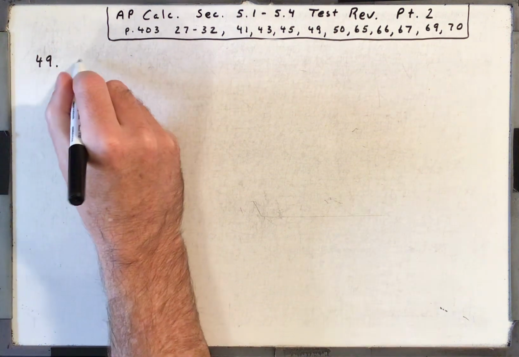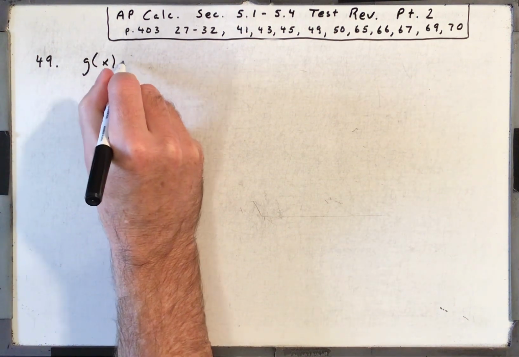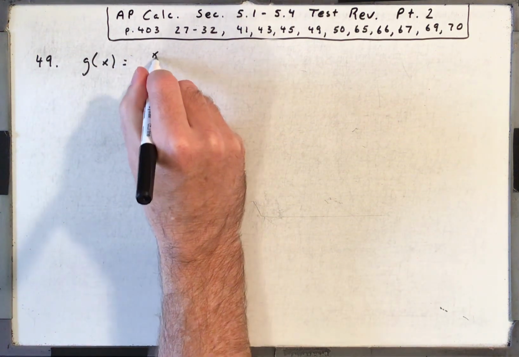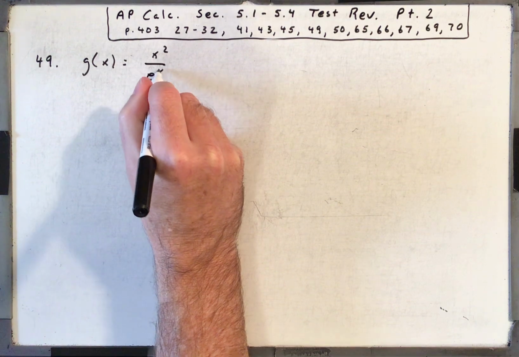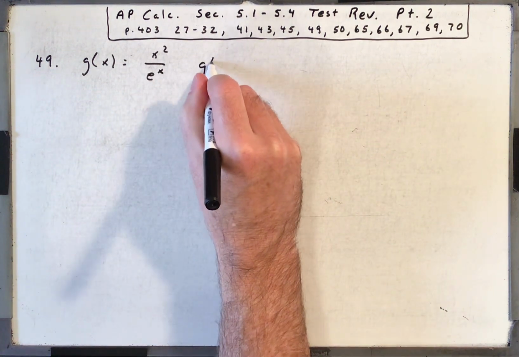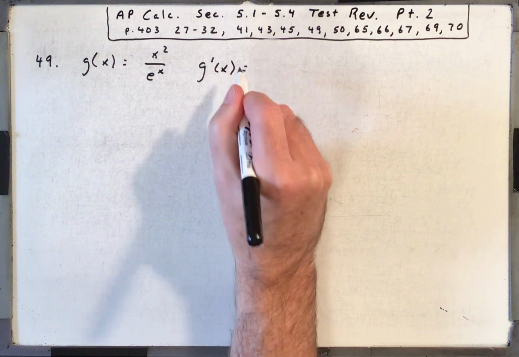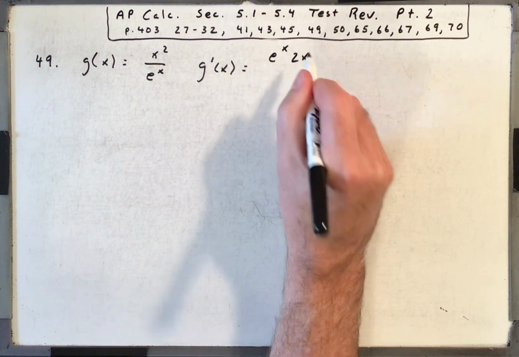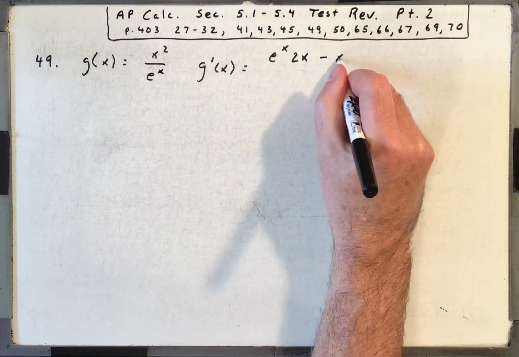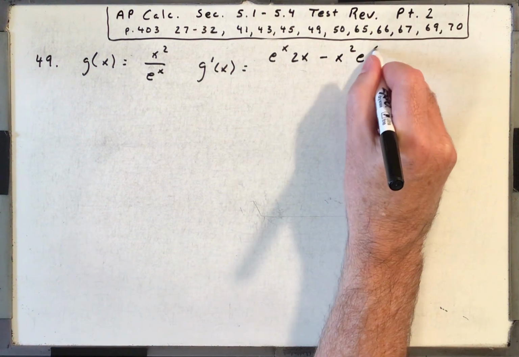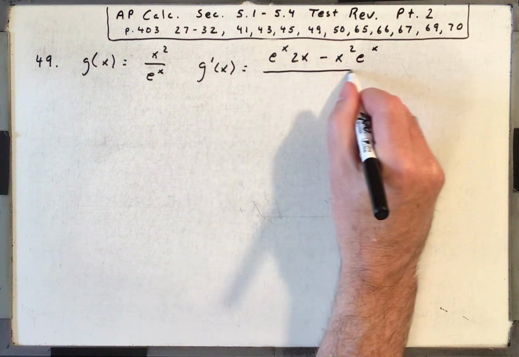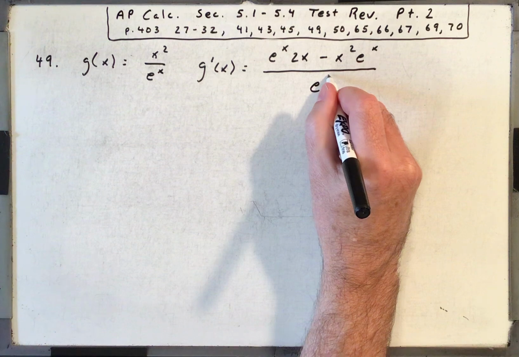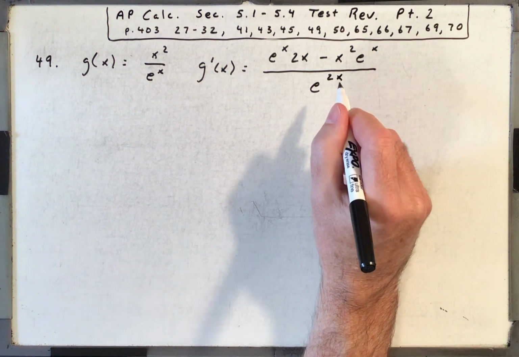And we have g of x is equal to x squared over e to the x. Going to have to use the quotient rule here. So g prime of x, the bottom, e to the x, times the derivative of the top, 2x, minus the top, x squared, times the derivative of the bottom, e to the x, all over e to the x squared. So that would be e to the 2x.